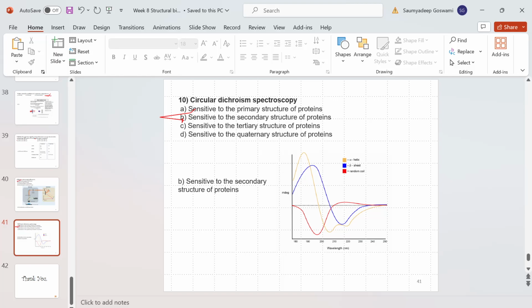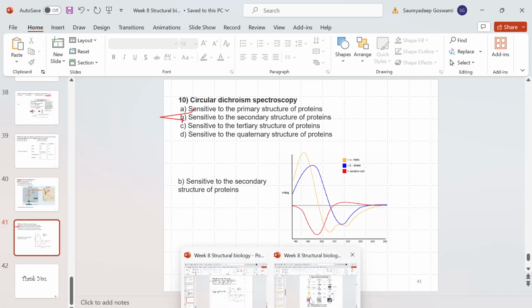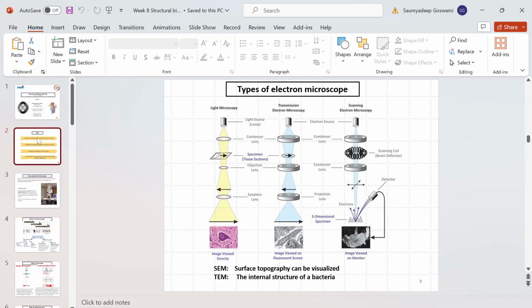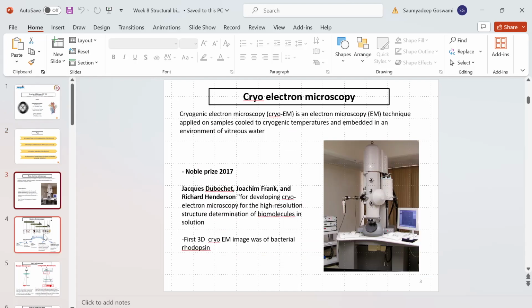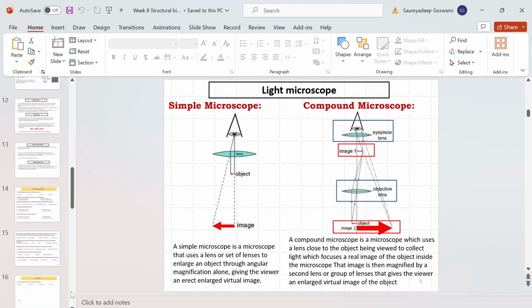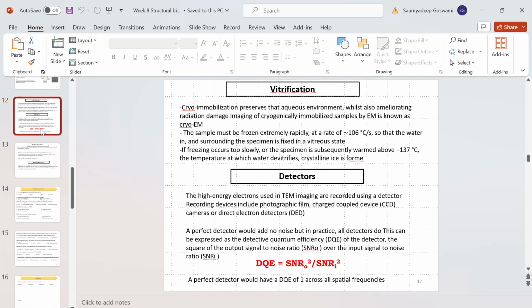Other than that, if you have any doubt, you can ask me. The week 8 content I have not discussed that much. I have discussed week 7's content, because last week we discussed NMR, due to which I got a week lag. But in this week you have the electron microscope. This means the basics of microscopy will start in week 8.